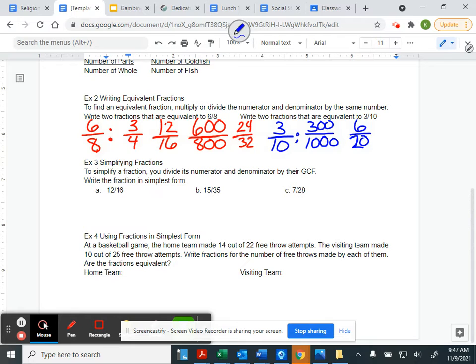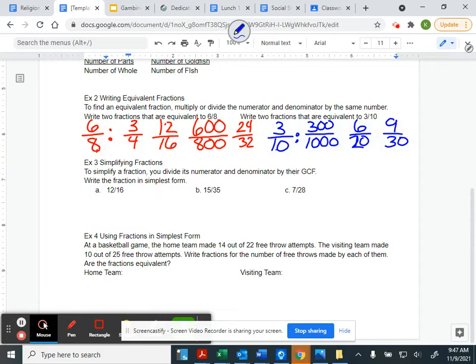Scarlett, can you think of one? You had the same one as Nolan. Penelope, 9/30, if we multiply them by 3. 3 times 3 is 9, 10 times 3 is 30.